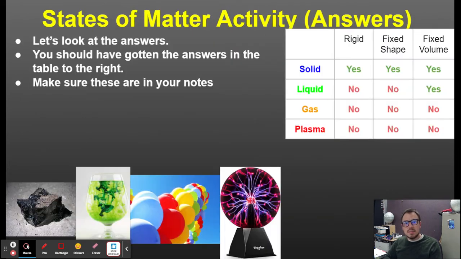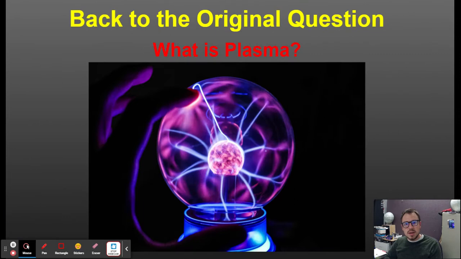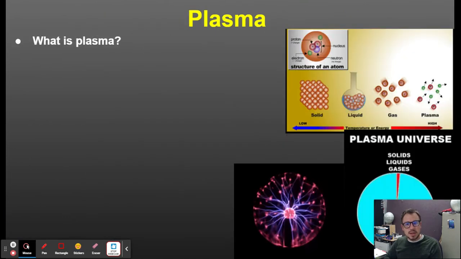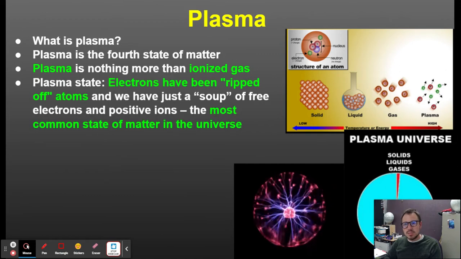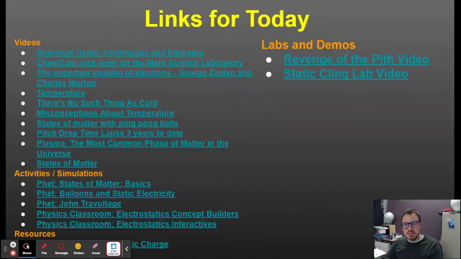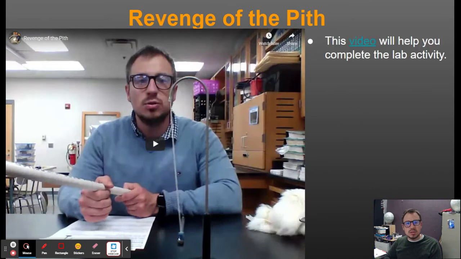And then we did the state of matter activity, in which you were supposed to sort them by whether they're rigid, fixed shape, or fixed volume. Then we said, well, what is that fourth state of matter? Plasma. Well, plasma is nothing more than ionized gas where electrons have been ripped off the atom. It's the most common state of matter in the universe. So those are the links for today.